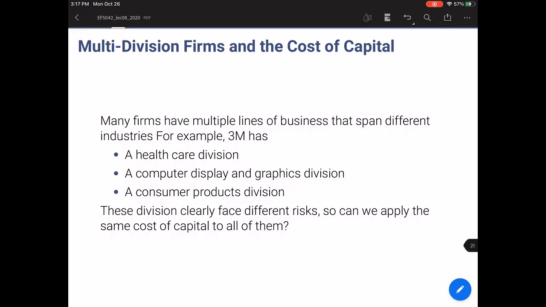What you should be doing is trying to match the riskiness of the division or cash flow with comparables that you can find that are being traded on the open market. In that case, you can come up with a more precise cost of equity and a cost of debt, and finally an overall asset beta for that particular division. So the answer to this question: these divisions clearly face different risks, so can we apply the same cost of capital to all of them? The answer is no.